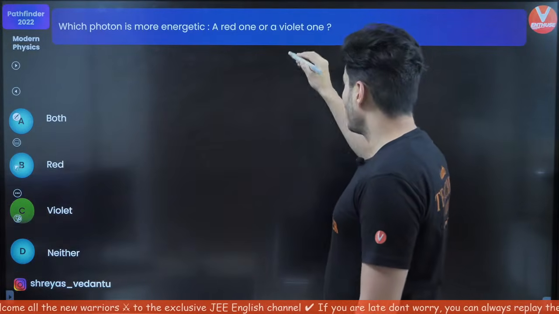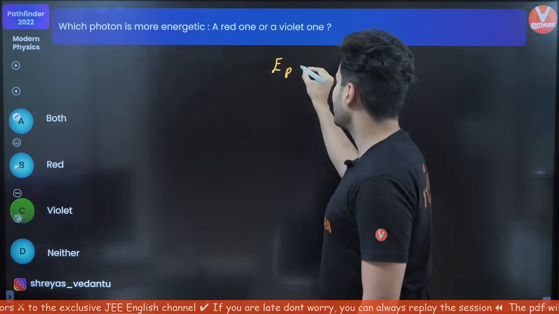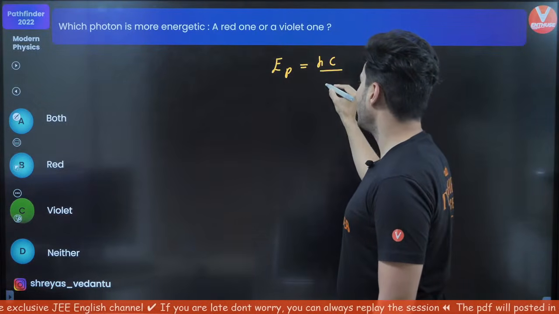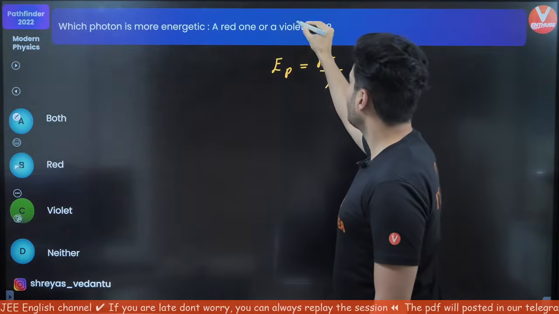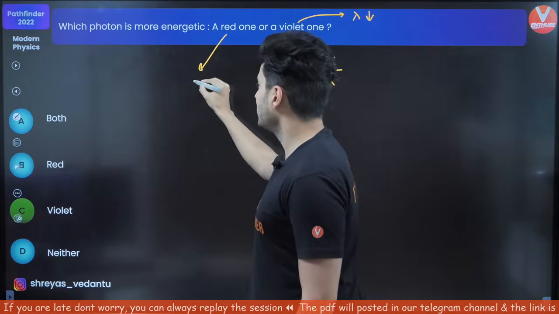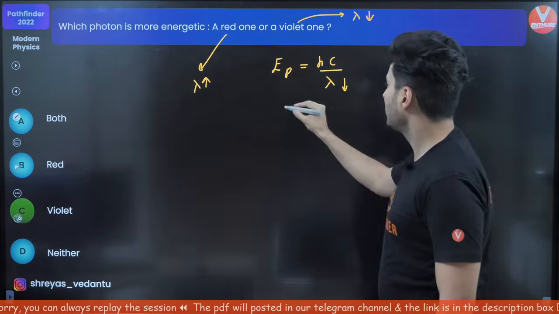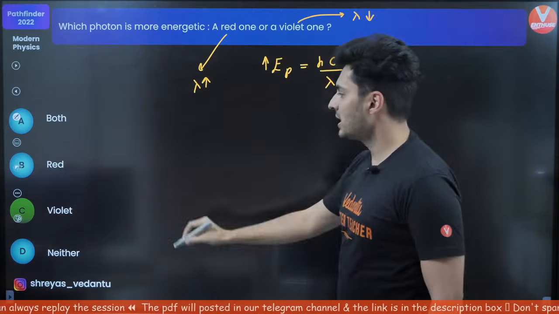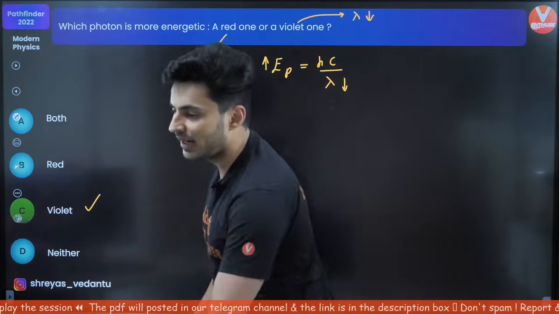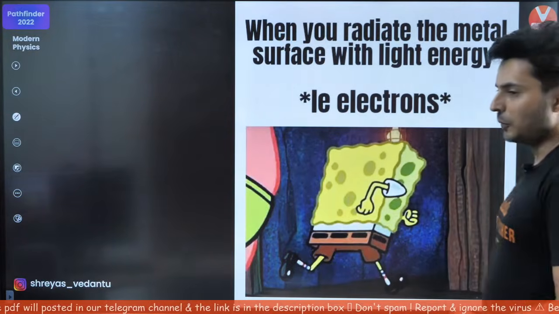So which photon is more energetic? I remember I had told you energy of any photon is basically hc divided by lambda. And for a violet, the wavelength is less, and for the red, the wavelength is more. So the one which has less wavelength will obviously have more energy, and hence the answer is violet. Very good, excelente. There we go.